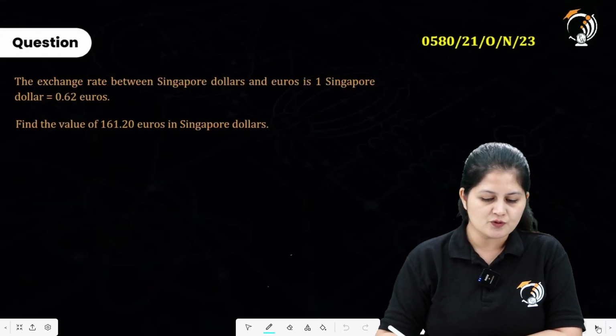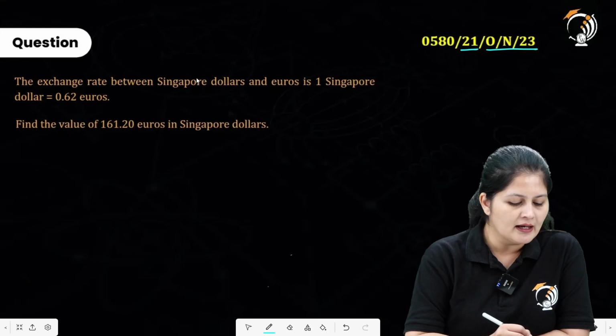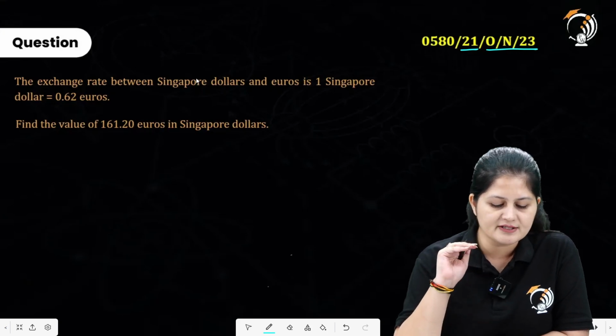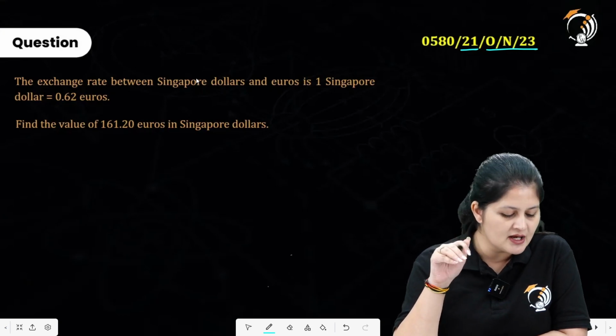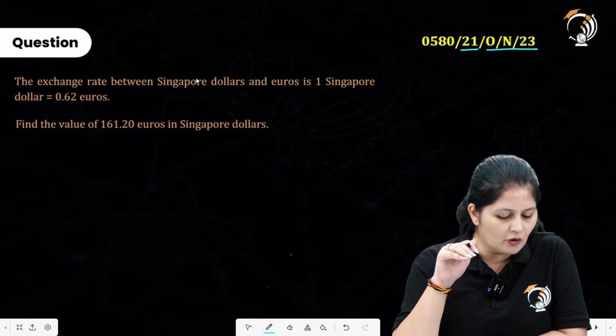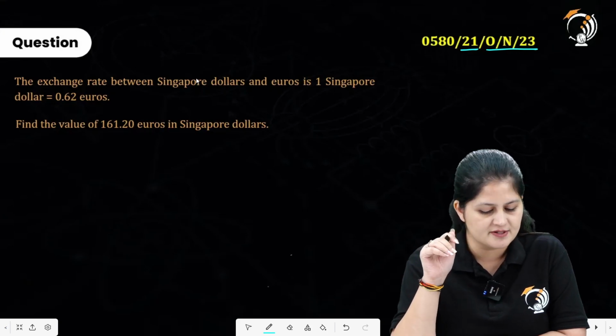Moving to the next question, which is from the paper of October-November 23 from the variant 2-1. The exchange rate between Singapore dollars and euros is 1 Singapore dollar is equal to 0.62 euros. Find the value of 161.20 euros in Singapore dollars.